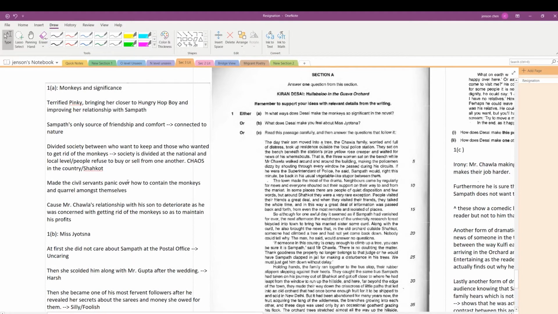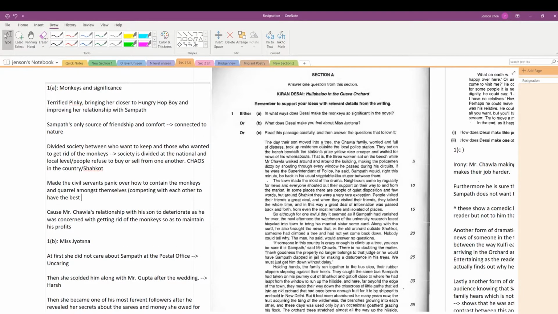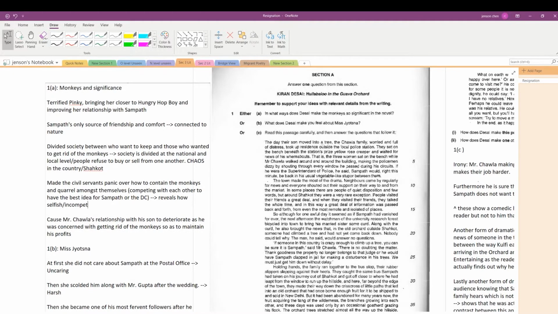Okay. Another significant role, and this is very similar, is how they cause the civil servants to panic over how to contain the monkeys. This is a very broad idea. You can easily mention how they start competing with one another to have the best idea to present to Sampath. I'm going to type this out. With each other to have the best idea for Sampath or the DC. Alright. And don't just stop there. So you can say it reveals how selfish or incompetent they are.